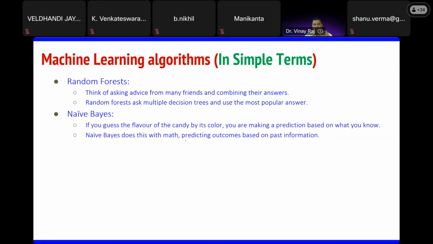If you see something yellowish, you may assume it is mango flavored, right? If you are guessing the flavor of the candy by its color, you are making a prediction based on what you know already. Same way, naive Bayes does the same thing with mathematics. It predicts outcomes based on past information. It has some knowledge, and with that knowledge, it will try to guess.